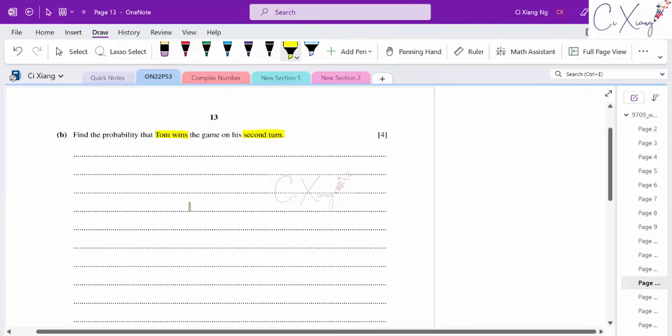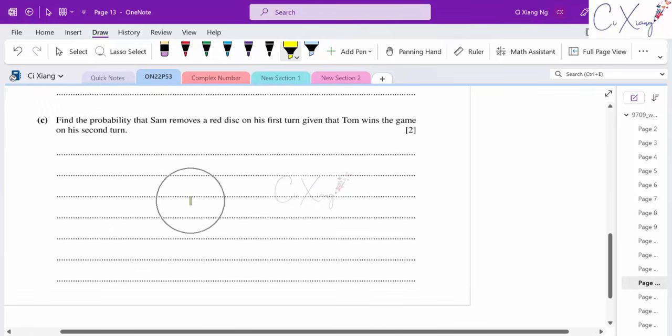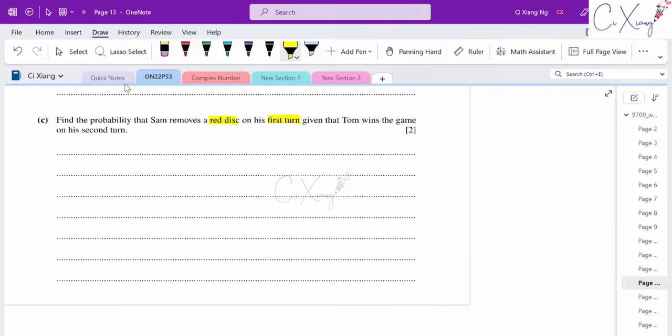So for part C, they want us to find the probability that Sam removes a red color disk on his first turn, given that Tom wins the game on his second turn. I think there's one important keyword here, which is "given that". Given that means it is a conditional probability. If I write out the conditional probability, usually it's like that: find the probability that A given B.